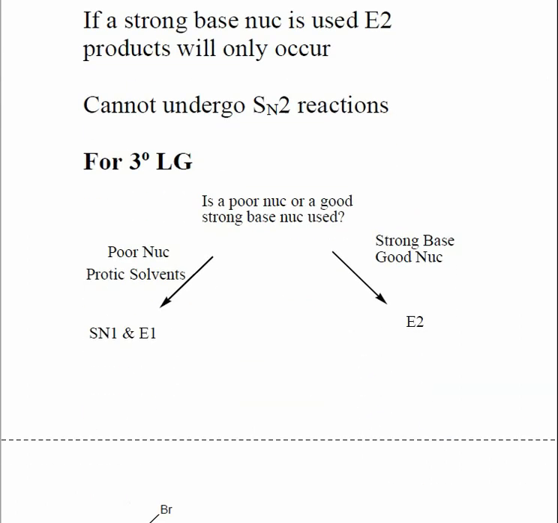So once I figure out that I have a tertiary leaving group, my first question is, which one of these two variations do I have? Do I have a poor nucleophile? With a poor nucleophile, what I end up with is the SN1E1 mix. Or do I have a good nucleophile that's also a strong base? If I have that, I get an E2 reaction. So notice I can't get an SN2 reaction at all.